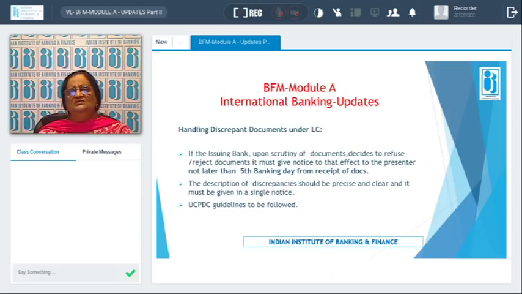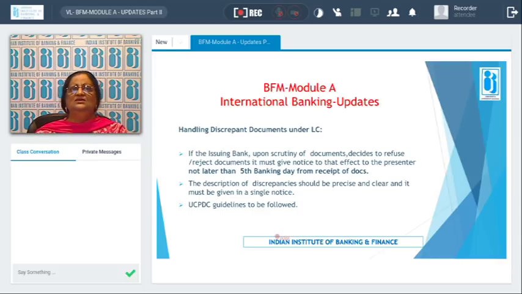Something which is important is handling discrepant documents. In the earlier slide we saw how, if the documents are complying with LC terms, you should make the payment. Now we will see, suppose the documents are discrepant. They are not complying with LC terms. How should this be handled? If the issuing bank, upon scrutiny of documents, finds some discrepancies, obviously they will refuse to pay or they will reject the documents.